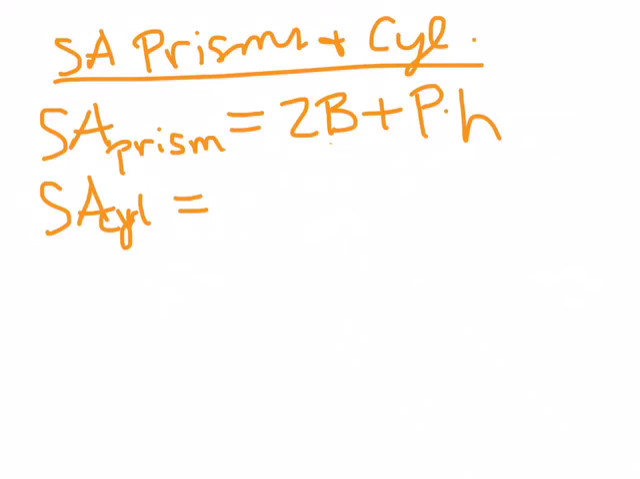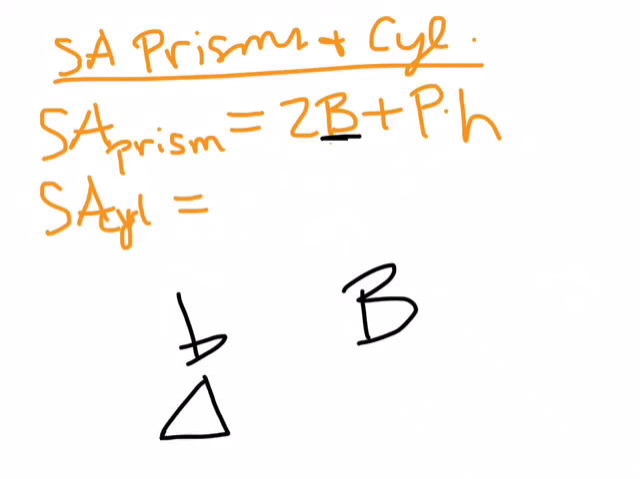Main thing to note, this is super key as it's often missed. Capital B. There's a difference between little b and capital B. Little b is like the base of a triangle, like this side right there. Capital B is base area.